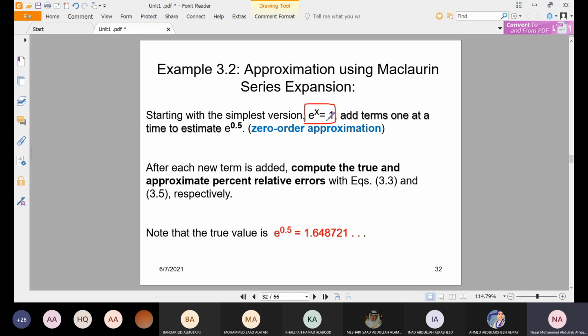After that, if I need to compute the true error, I can compute it because I have the true value and I have the first estimation. I just do a subtraction between the true value and my estimation. But the approximation error here I cannot compute because I have only one estimation. From the second step, I can compute the approximation error. From the first step, I cannot do this.